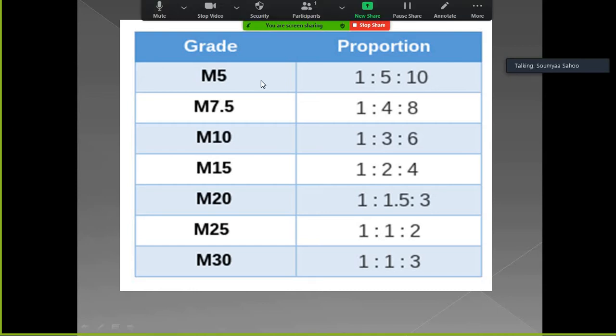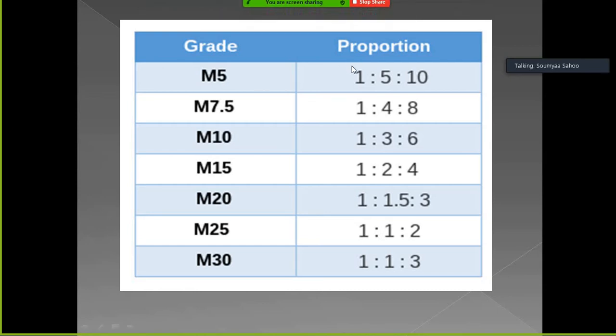In M5 grade concrete, the proportion of cement, sand and gravel is 1:5:10. For M7.5 grade concrete, the proportion is 1:4:8. In case of M10 grade concrete, the proportion is 1:3:6. For M15 grade concrete, the proportion is 1:2:4.